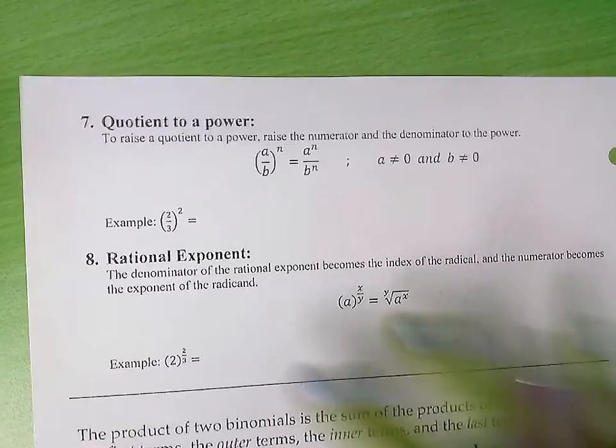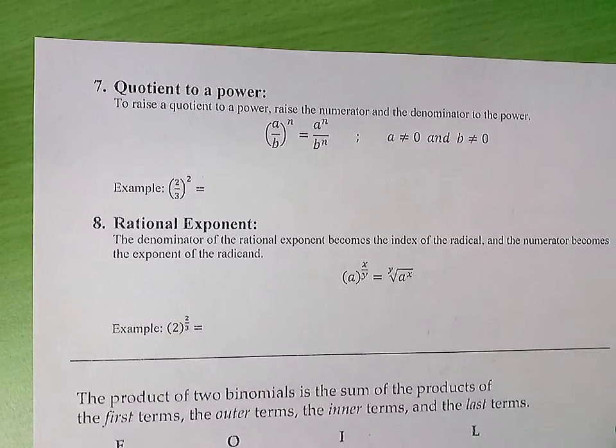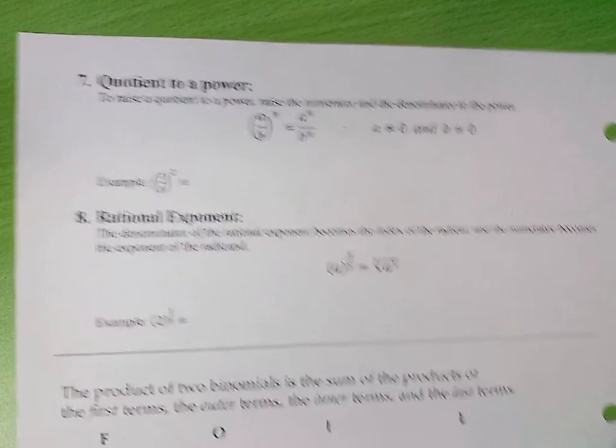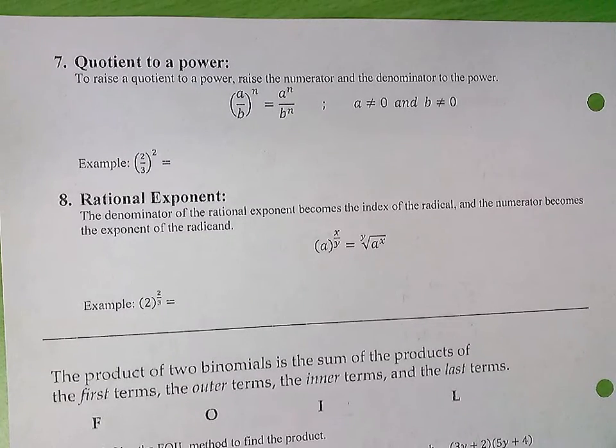All right, so on the back then, the seventh property here is quotient to a power, so it's very similar to the last one we just did. So to raise a quotient to a power, raise the numerator and the denominator to that power.